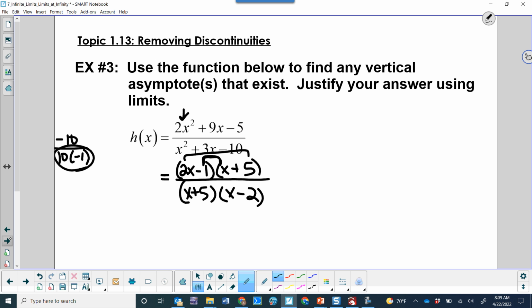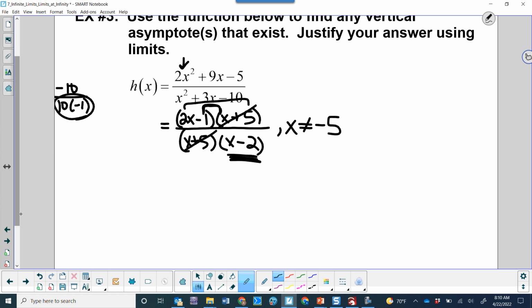So what would happen here is you could cross these off, but as soon as you cross them off, in order to keep the equal sign there, you need to say as long as x doesn't equal -5, okay, because I can't cross stuff off and say it's equal. The limits are equal, the functions are not, okay, they're similar, but they're not. So now I know that there's going to be a vertical asymptote at x equals 2, because the top will not be 0 and the bottom will be 0 there. Now, how will I prove that?